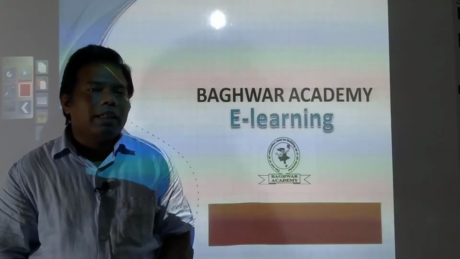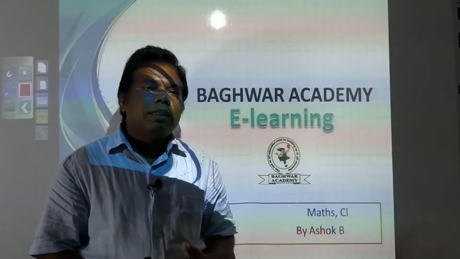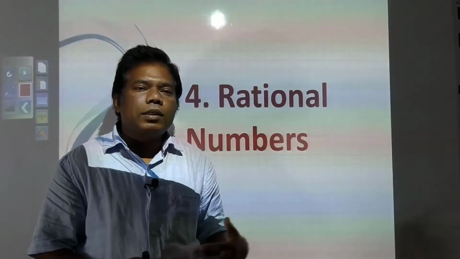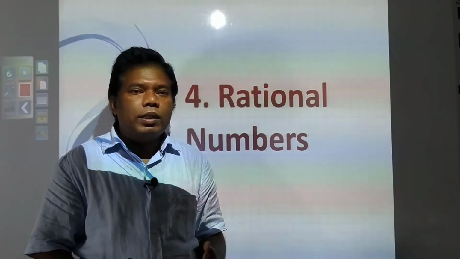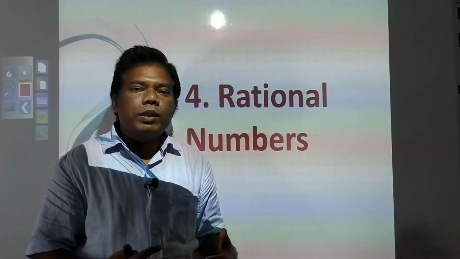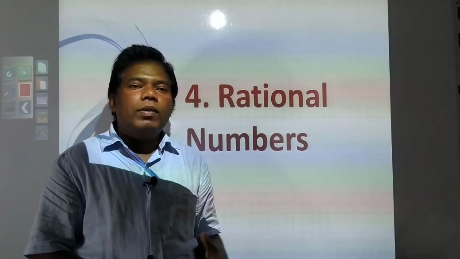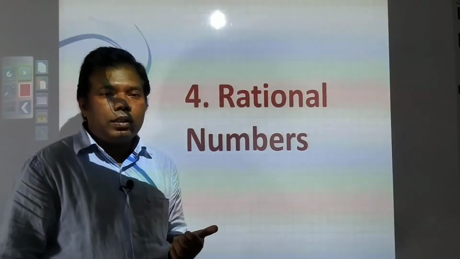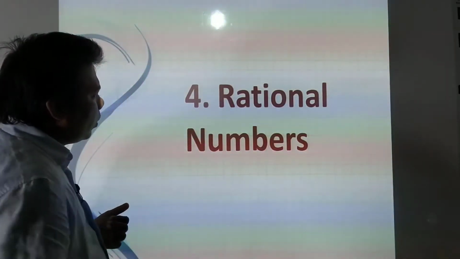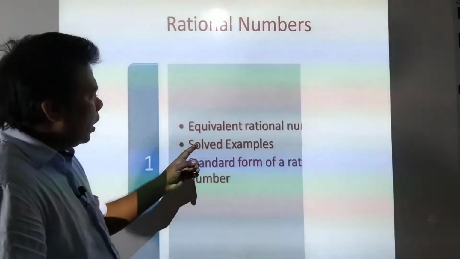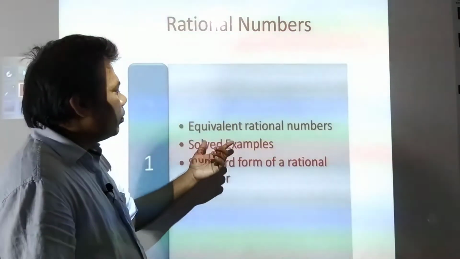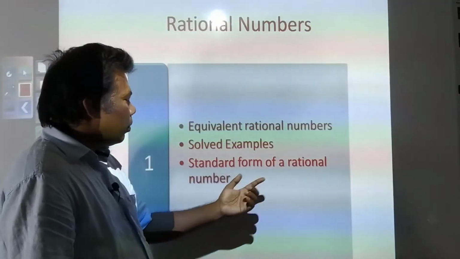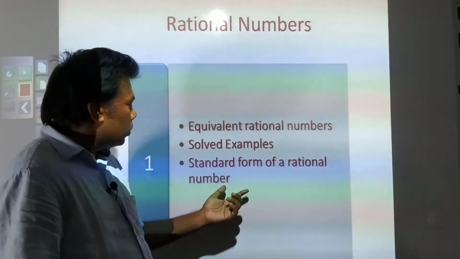As we have started rational numbers, last day we had seen natural numbers, integers, whole numbers, fractions and rational numbers. We had seen positive rational numbers and negative rational numbers, and even the properties of rational numbers. In today's video we are going to see equivalent rational numbers, a few solved examples, and the standard form of rational numbers. So let's start.